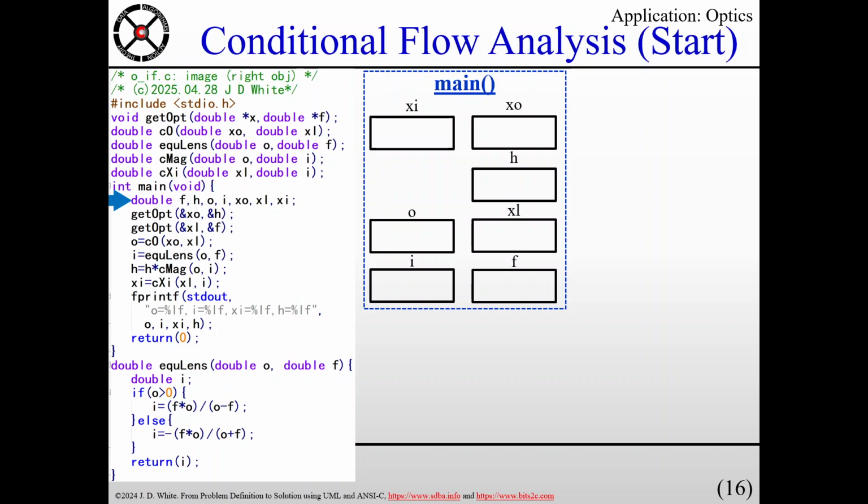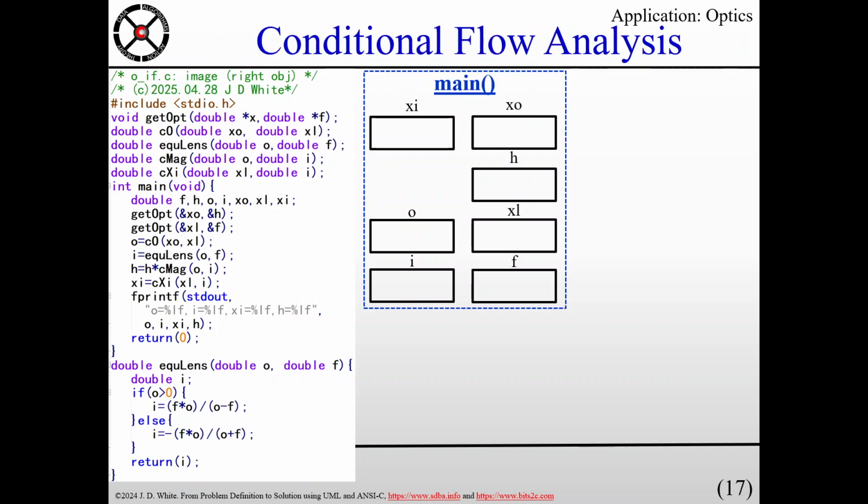Okay, just as before, all our variables. We first call get opt to get these guys, XO and H, the height of the object and its position, then the position of the lens and its focal length. We calculate O.